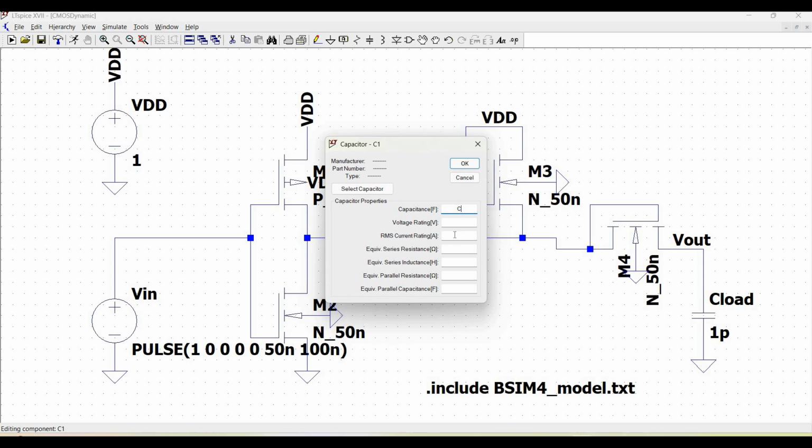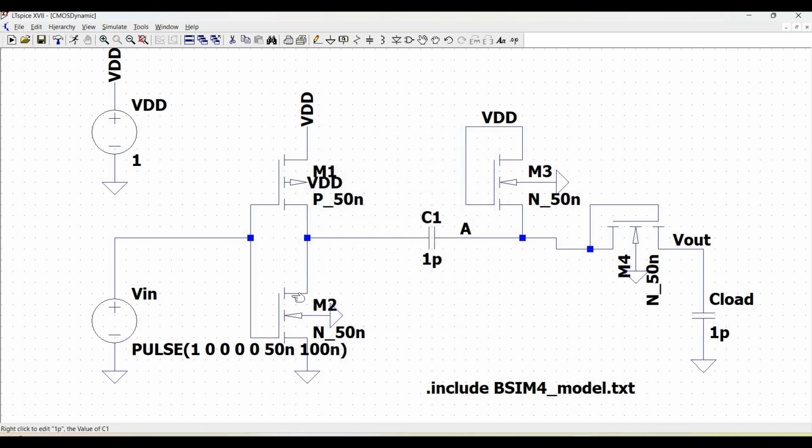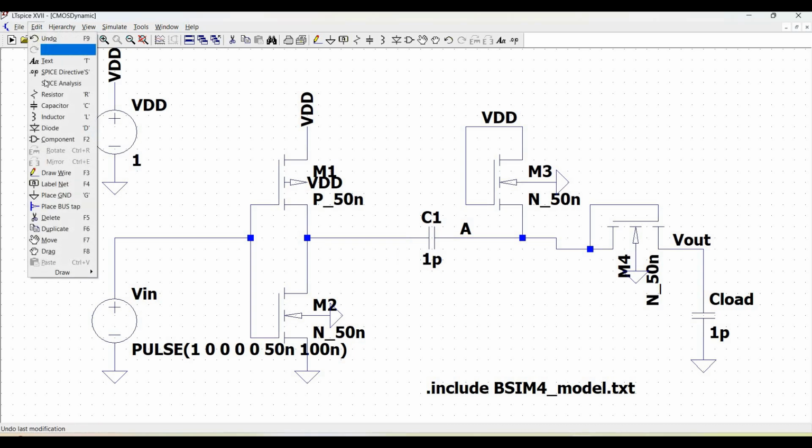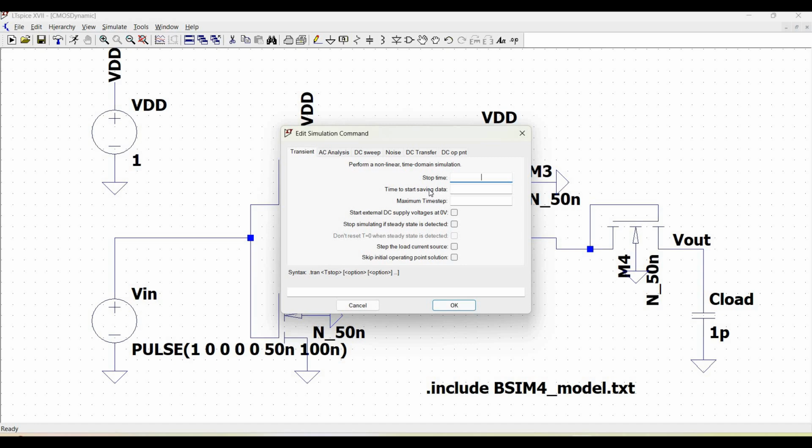This is a CMOS dynamic delay stage consisting of cascaded inverters with intentional capacitive loading, used to study timing, charge storage, and propagation delay in MOS digital logic.